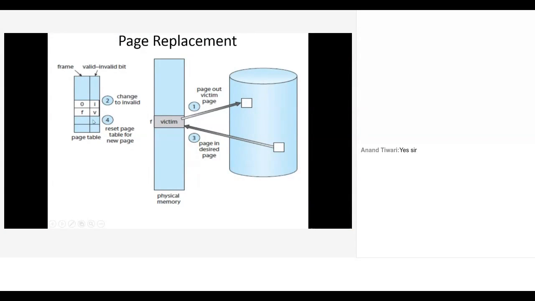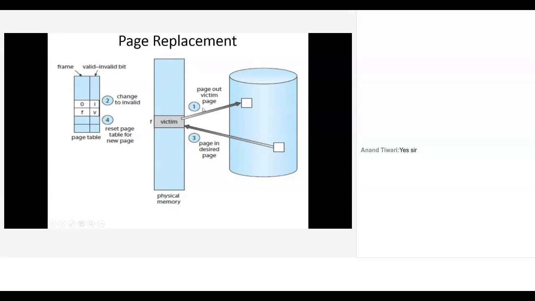If it is there, then we put a valid bit V, and if it is not there, then there is an invalid bit. You can represent valid by 1 or invalid by 0, or any convention you can use. So what is the process of page replacement? Firstly, if you want to swap in another page from the hard disk, then firstly you have to choose the victim which you have to throw out from the main memory.